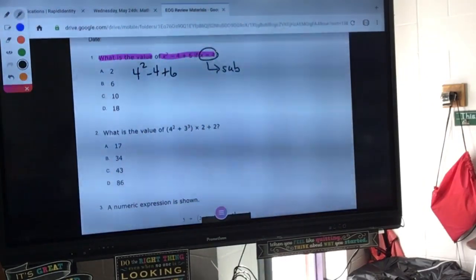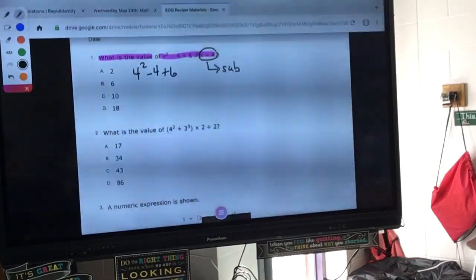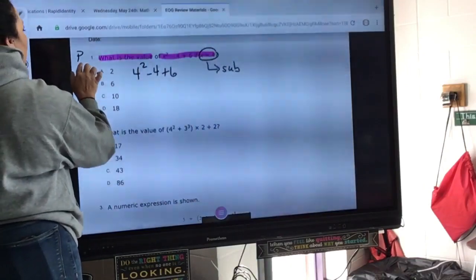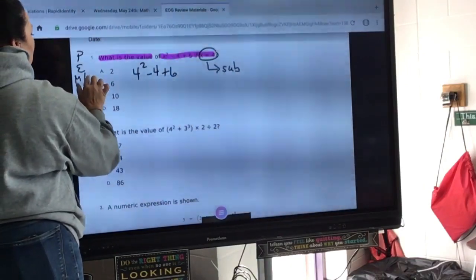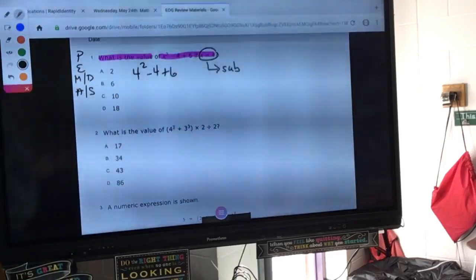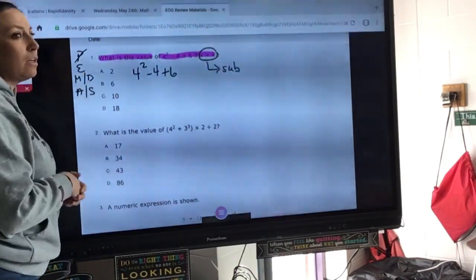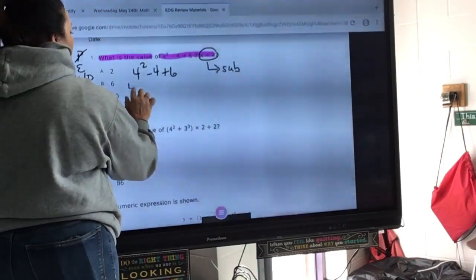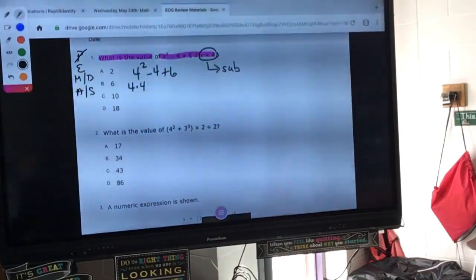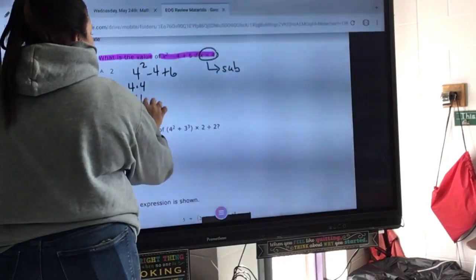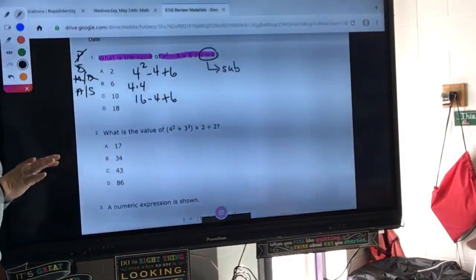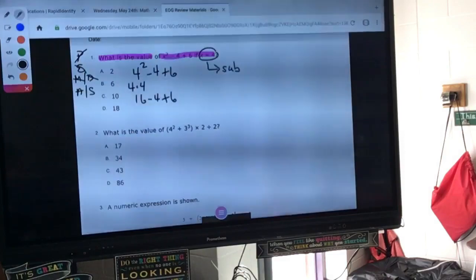Like, what did you do to solve this problem? Right, so this just becomes an order of operation problem. So we're looking for parentheses, do we have any? No. Looking for exponents, do we have any? Yes, we do. So you're going to do 4 times 4. What is 4 times 4? 16. 16 minus 4 plus 6, so we don't have any multiplication or division, we just have addition and subtraction.